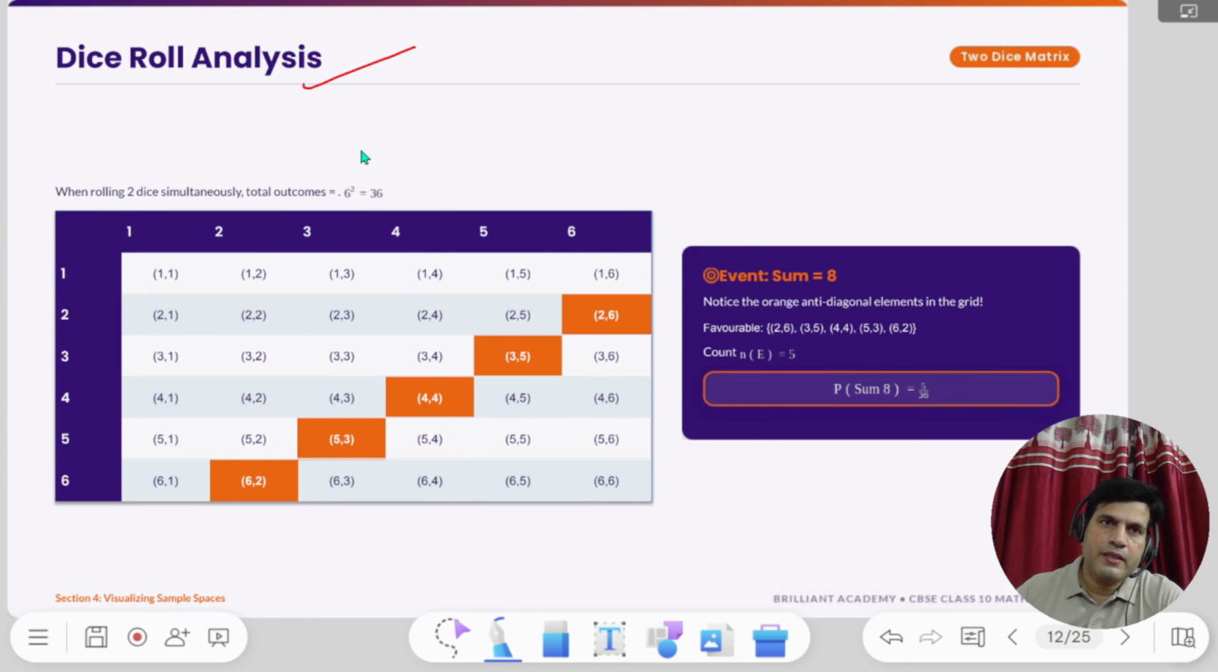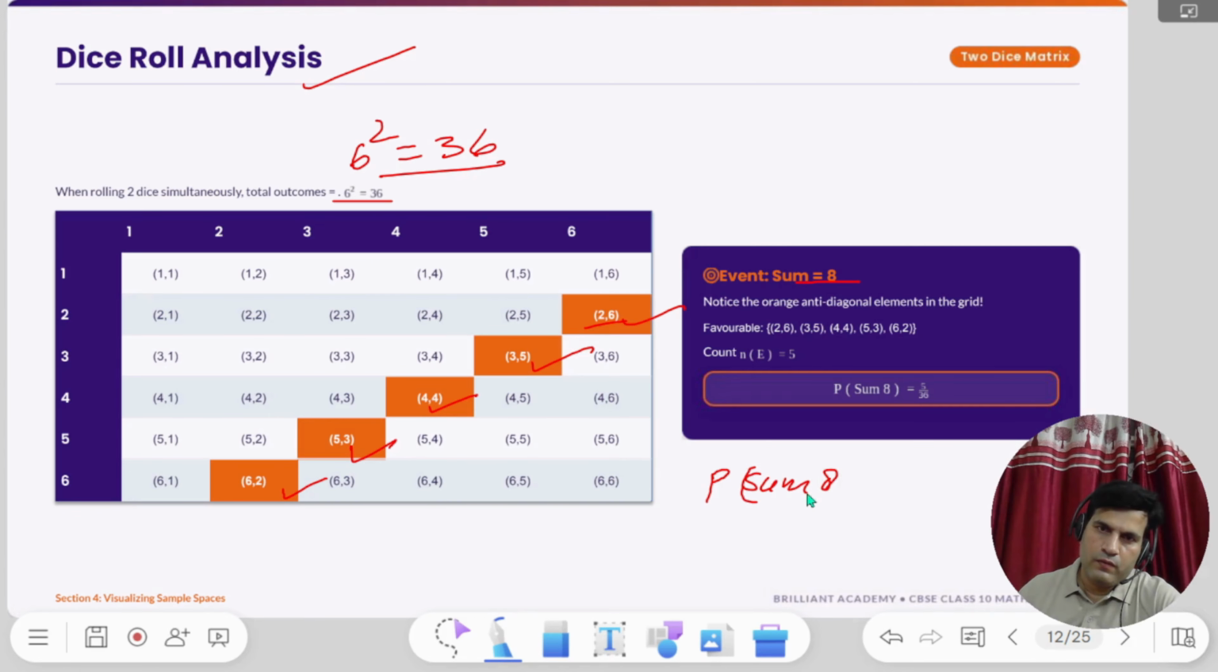Dice roll analysis: rolling two dice, the event is that the sum is 8. With two rolls, the total outcomes will be 6 to the power 2, that is 36. Okay, and what are the possibilities that the sum will be 8? So 1, 2, 3, 4 and 5. So the total possibilities: P(sum 8) equals 5 by 36.